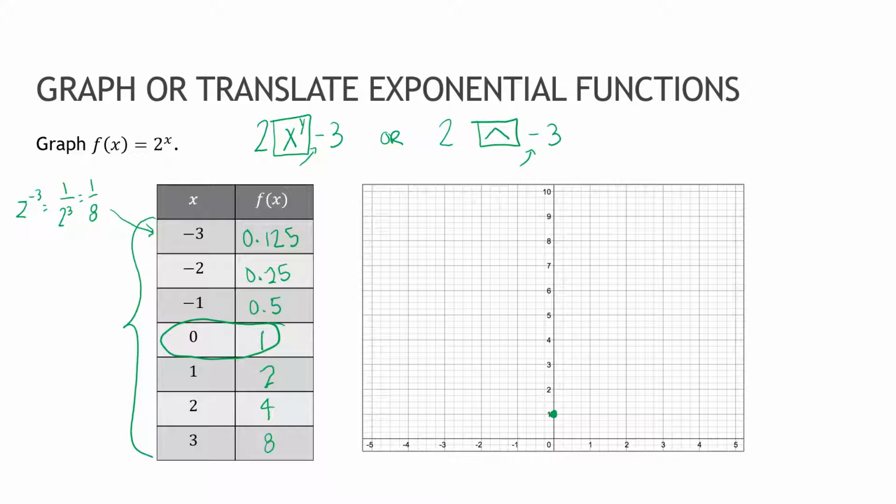So -3, and this is a really small number, and then -2, and another really small number, and then -1, and another small number. And then when I get to 1, it goes up to 2, and 2 goes up to 4, and 3 goes up to 8. So will I ask you to probably graph these on your own?